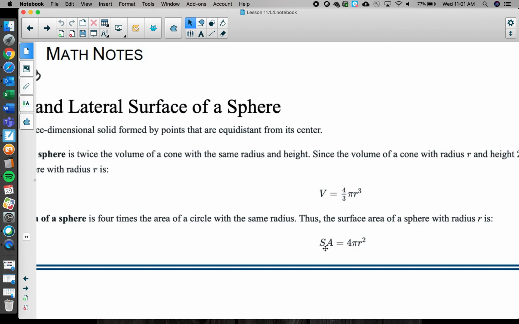To find the surface area of a sphere, it is 4 times pi times the radius squared. So for this last lesson, I'm going to give you some formulas and let you work with them, okay? Really, the one thing you need in order to do this is the radius. That's all you need to do, okay?